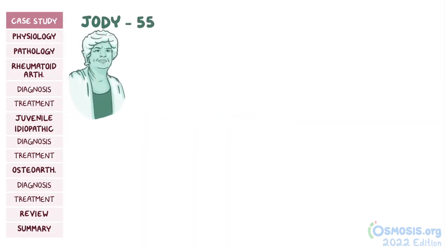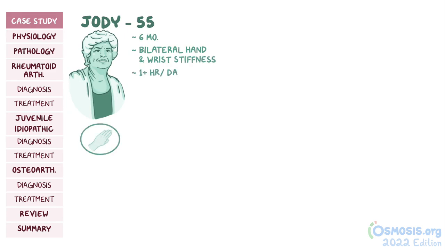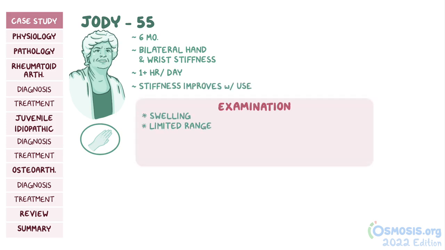Jody is a 55-year-old woman who presents with a 6-month history of bilateral hand and wrist stiffness. She mentions that the stiffness lasts for more than an hour a day but tends to improve as she uses the affected joints. Examination shows swelling, limited range of movement, and subcutaneous nodules over the proximal interphalangeal joints, but no redness.